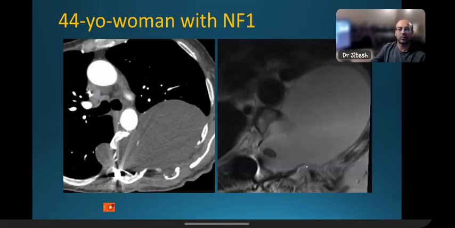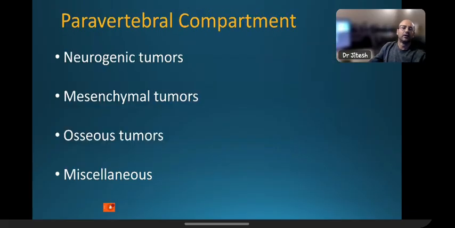So this is an example of a meningocele in a patient with neurofibromatosis. This is a large fluid density lesion extending into the neural foramen and spinal canal. We can see MR has better characterization of these lesions. We can see the spinal cord association of this entity. So this is an example of a meningocele.